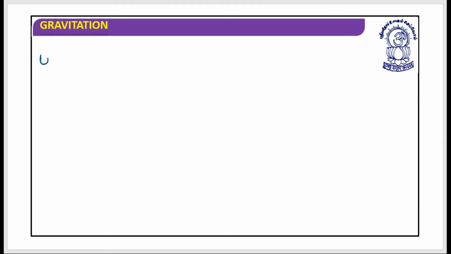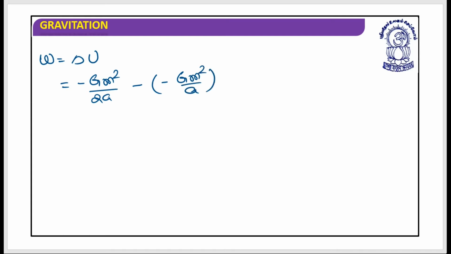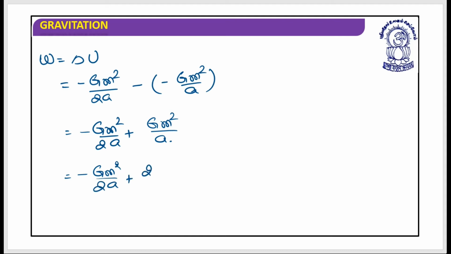Now find out work done, which is equal to delta U, that is equal to minus GM square by 2a minus of minus GM square by a. So this could be written as minus GM square by 2a, it's minus minus plus GM square by a. So this is equal to minus GM square by 2a plus 2GM square by 2a.